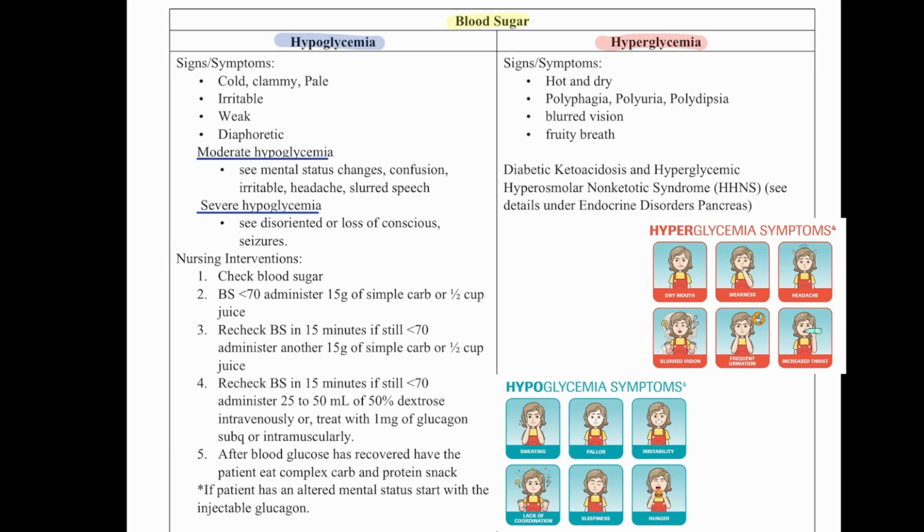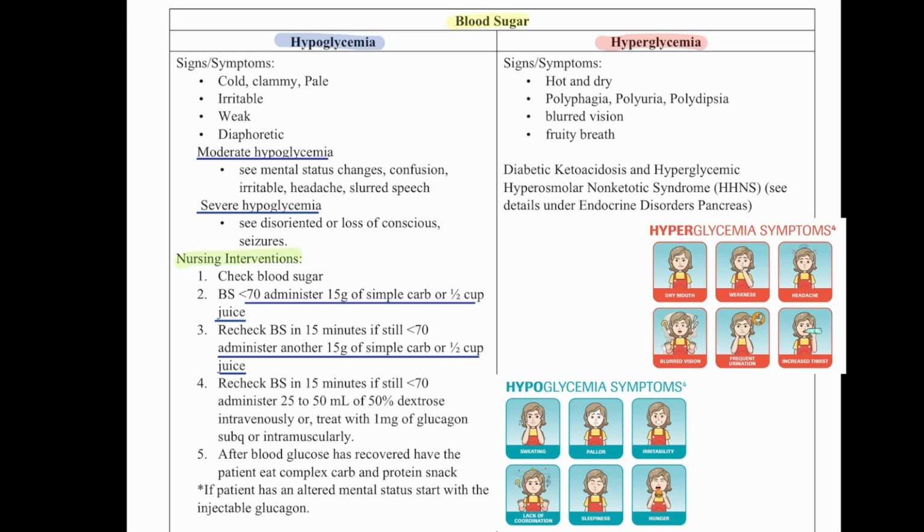Our nursing interventions include checking their blood sugar. If it's less than 70, we're going to administer 15 grams of simple carbs or half a cup of juice. Then we recheck the blood sugar in 15 minutes. If it's still less than 70, we want to give another 15 grams of simple carbs or half a cup of juice. Then we will recheck again in 15 minutes.